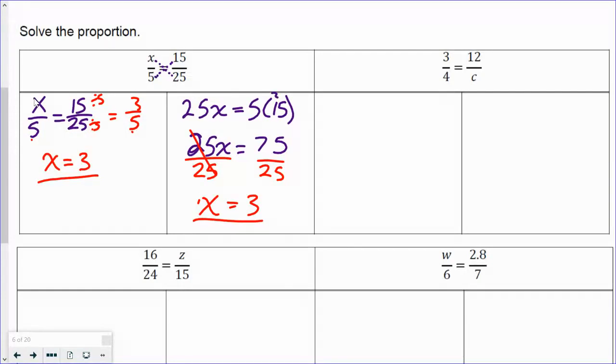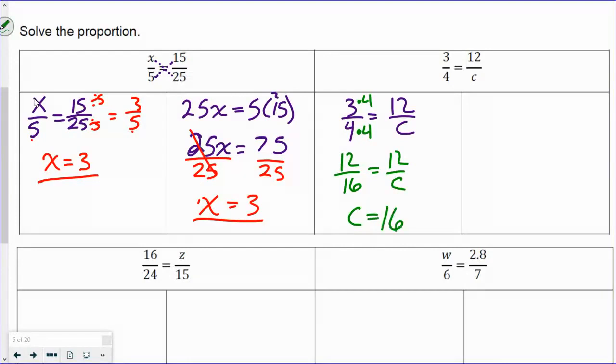All right, what about 3/4 equals 12? Well, look at it like, all right, I know if I multiply 3 by 4, I get 12. So then theoretically, whatever you would multiply 4 by would get what our C is. So then we would have 12 over 16 equals 12 over C. Oops, I wrote 6. So that would tell us C equals 16.